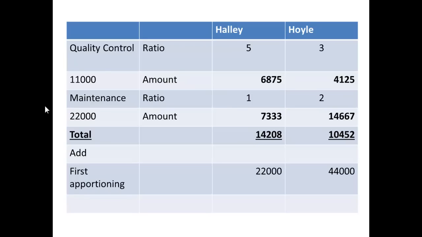Now what I've got to do is add the first apportioning cost back in. So the Halley was 22,000, Hoyle was 44,000, giving us a total for the Halley of 36,208 and for the Hoyle of 54,452. The important thing here is to look at what we've done, because on the first apportioning, we were making the Hoyle seem as if it was the larger centre, twice as high as the Halley, but because of things like the operations, when you apportion differently, you find the difference is nowhere near as large.